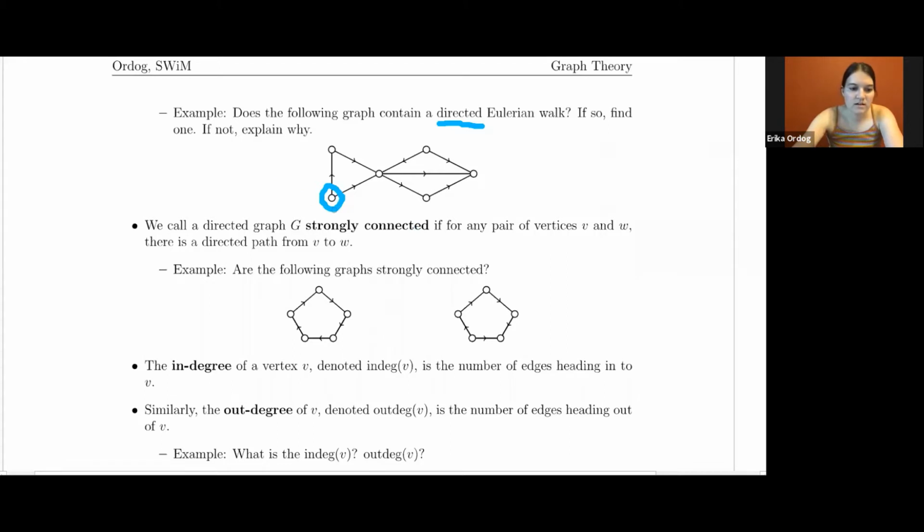Okay, let's say we're at this vertex. We'd have to start here, right? Because we can't enter the vertex by any edge. And let's say we follow this edge first. Once we leave here, we can't get back to this vertex again, so there's no way to follow this edge anymore. Okay, so no, there's no directed Eulerian walk.